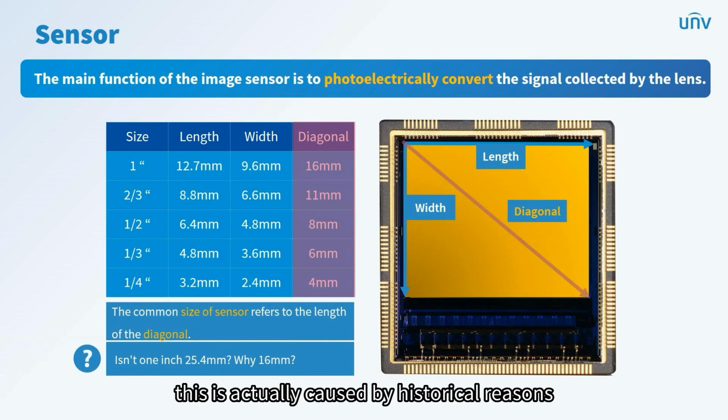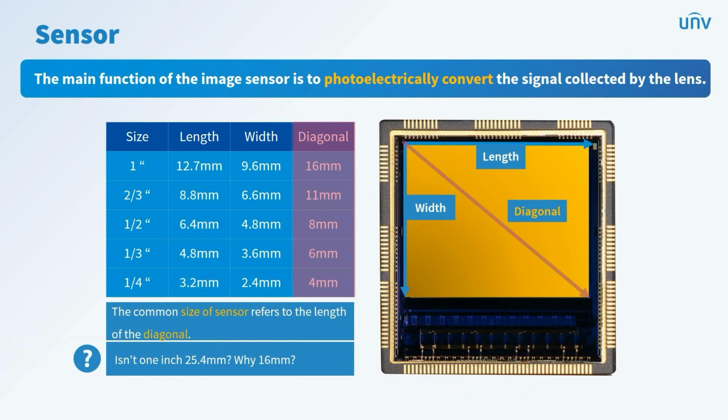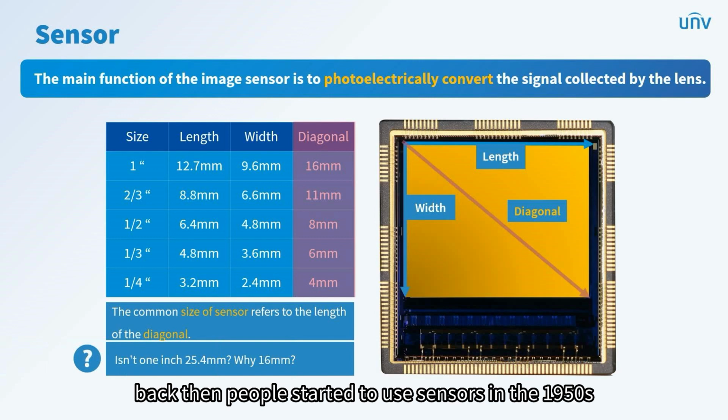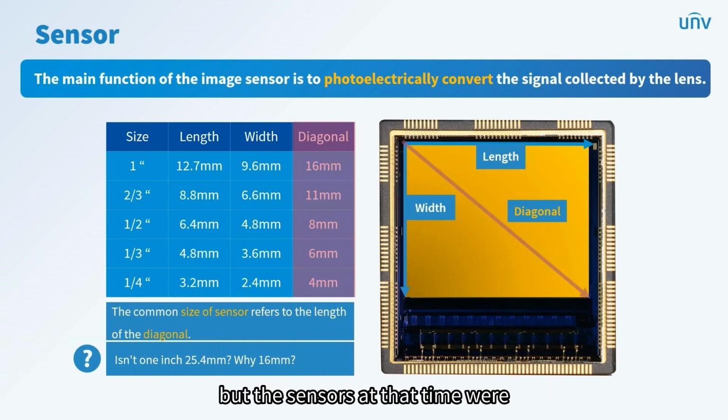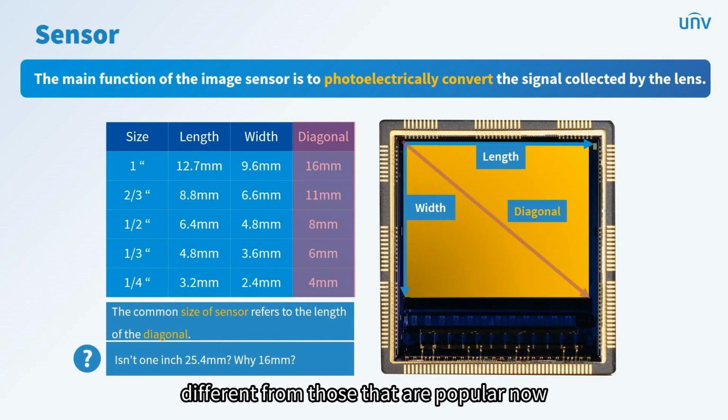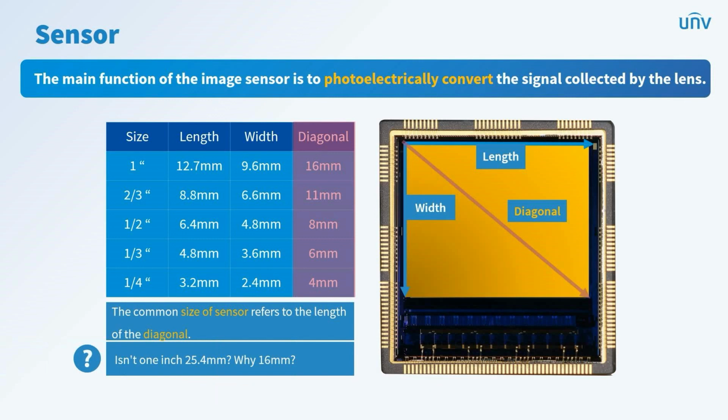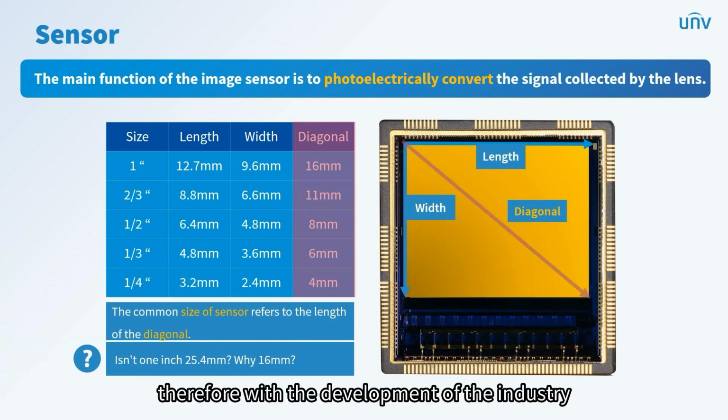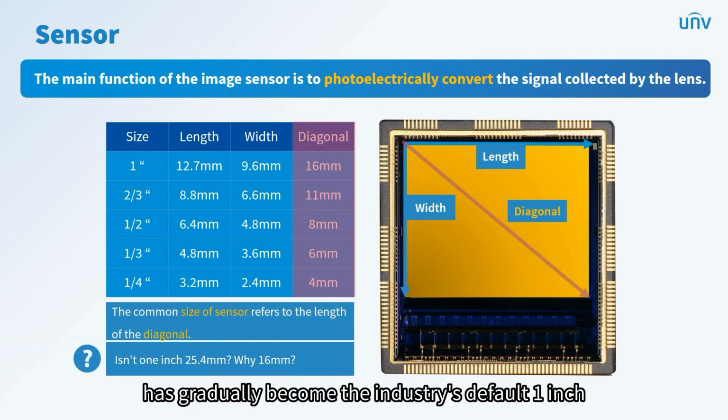This is actually caused by historical reasons. Back then, people started to use sensors in the 1950s, but the sensors at that time were different from those that are popular now. At that time, they were made of vacuum tubes, and there was a section of glass behind the vacuum tubes. So the sensor's length of 1 inch includes the glass behind it. In fact, its effective length is 16 millimeters with the glass behind it excluded. Therefore, with the development of the industry, 16 millimeters has gradually become the industry's default 1 inch.